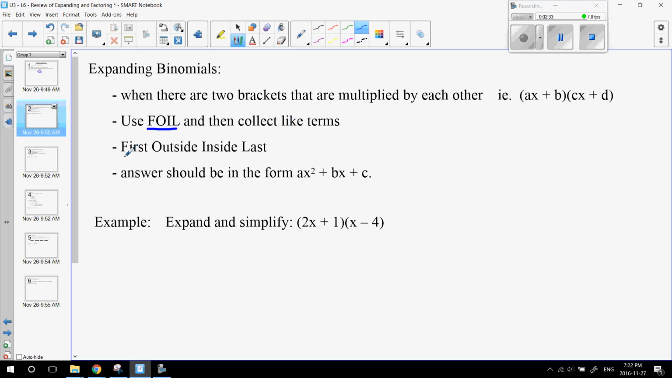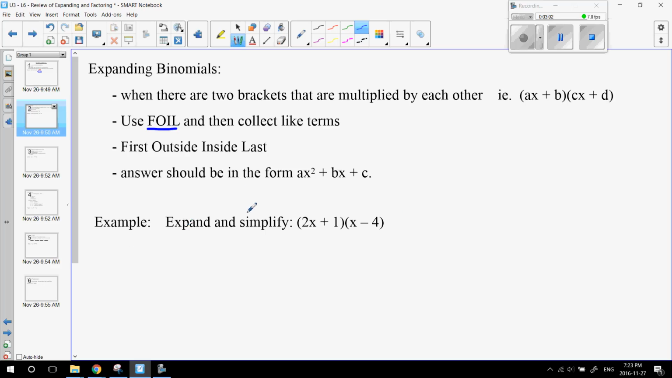So remember, FOIL is we do the firsts, the outsides, the insides, and then the last. So we have 4 different terms at that point. Then we collect the 2 middle terms because they're always the 2 that are the like terms. And then our final answer should always be in this format where we have 3 different pieces. We have some sort of number x squared, plus another number x, plus a number all by itself. So let's take a look at our example here.